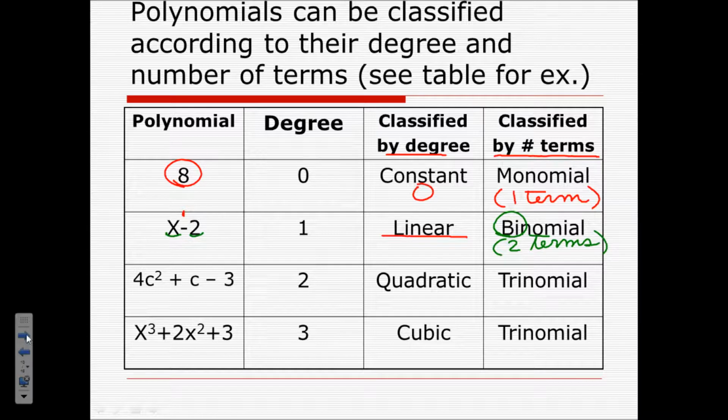The next example, 4c squared plus c minus 3. The degree is 2 because the degree of the leading term is 2. If we have a polynomial with degree 2, we call it quadratic. And we're going to deal more with quadratic equations and quadratic polynomials a little bit later. This is also called a trinomial if we're classifying it by the number of terms because we have 1, 2, 3 terms and tri means 3.